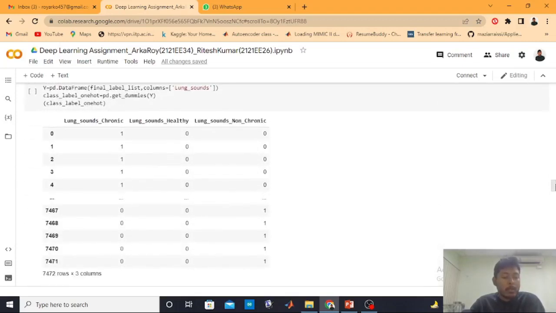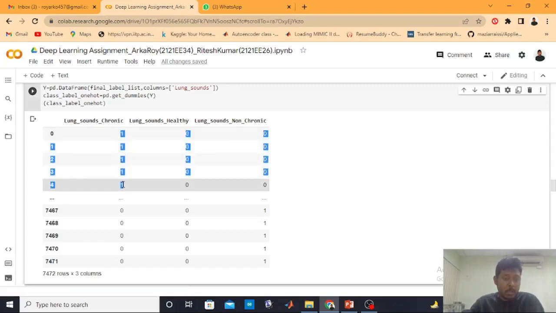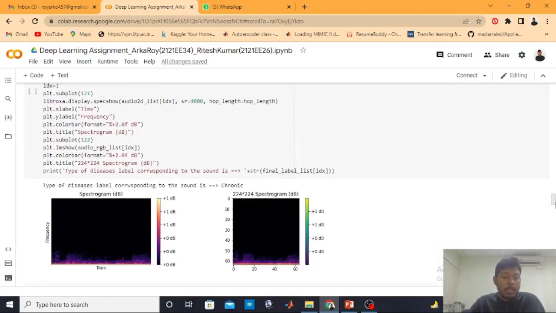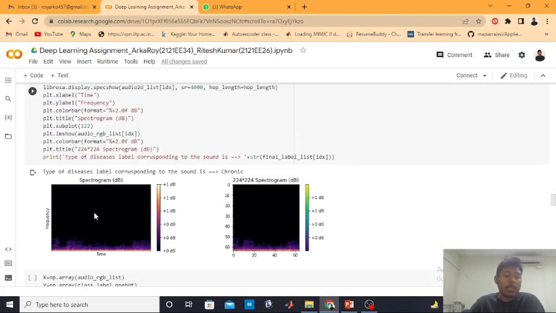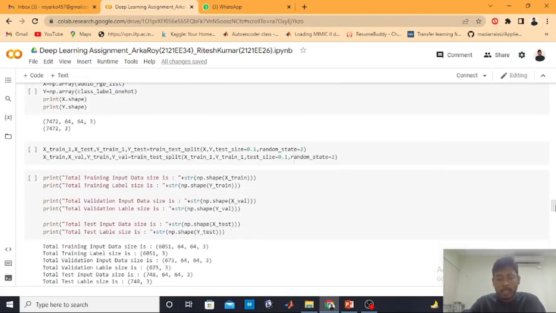Then we are creating a list which contains the one hot vectors. These are basically representing chronic, and these signals are representing non-chronic. In between, we have some representation for the healthy classes also. Here we have shown that we converted the signal into a time-frequency representation, and this is basically the spectrogram or short time Fourier transform, and we converted the short time Fourier transform into a 224 by 224 by 3 image to give it to the deep learning network itself.